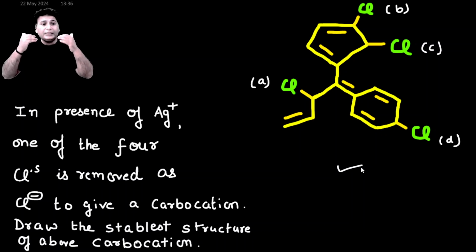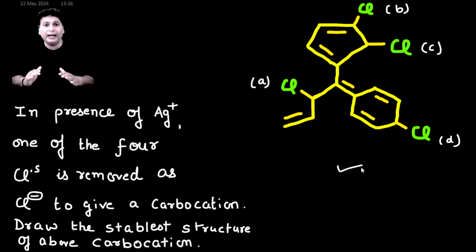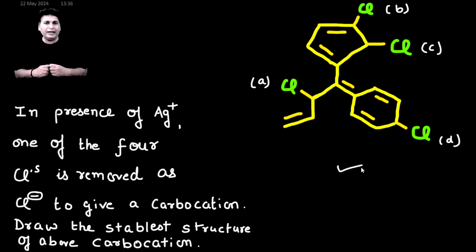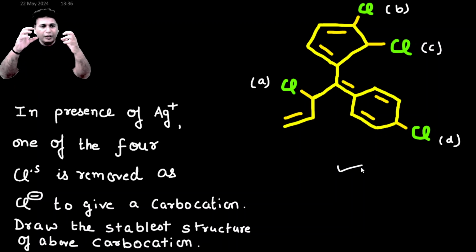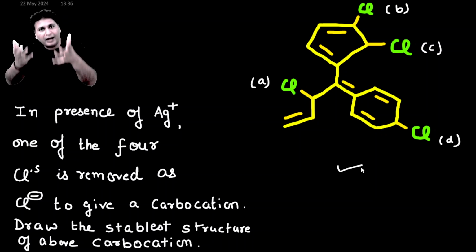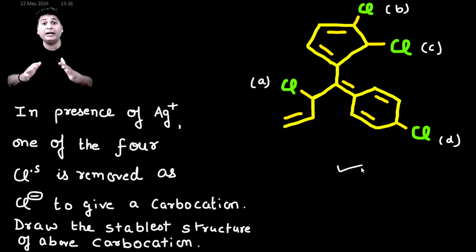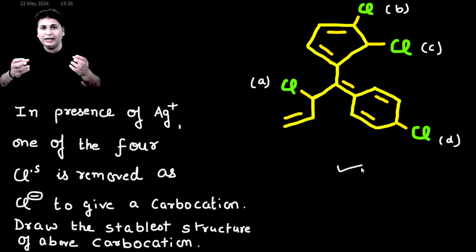Now which Cl it would be depends on how loosely it is attached with carbon. For an example, there is one Cl which is attached firmly, strongly, and there is another Cl which is attached loosely. So which one will Ag+ find easier to remove? Obviously the one which is held loosely, first of all.